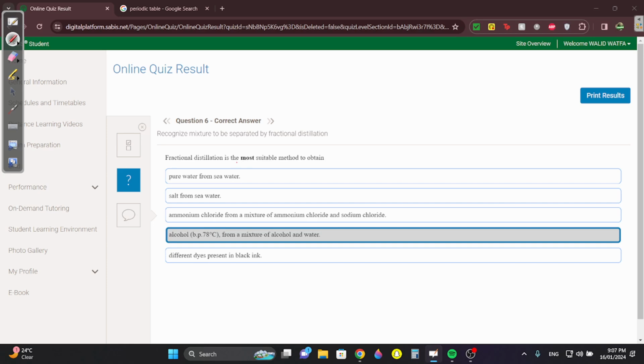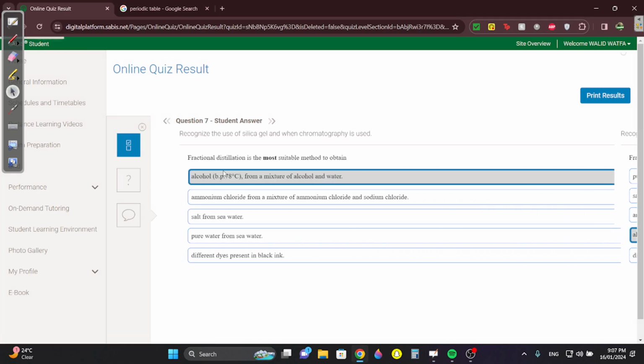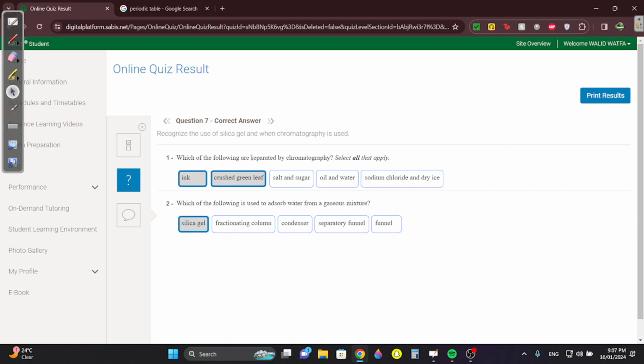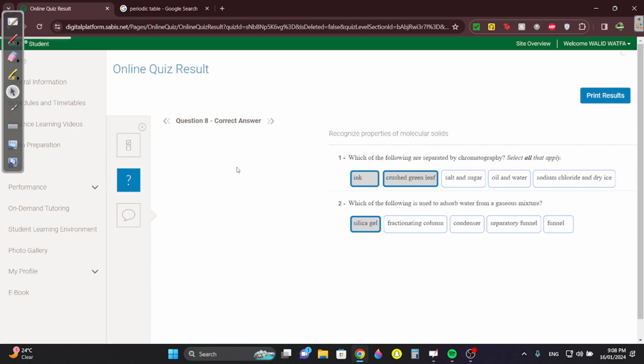Fractional distillation is the most suitable method to obtain fractions. Remember, fractional distillation is for when you want to separate two liquids with close boiling points. So alcohol and water: since they have similar boiling points, fractional distillation would be most suitable. What can be separated by chromatography? Ink and the crushed green leaf. You memorize this. And how do you adsorb water? Silica gel. All these are easy.